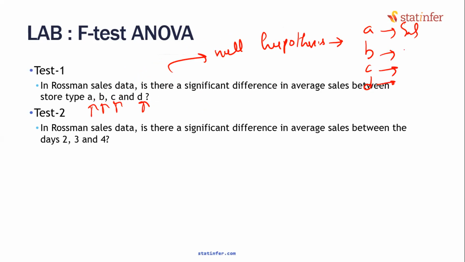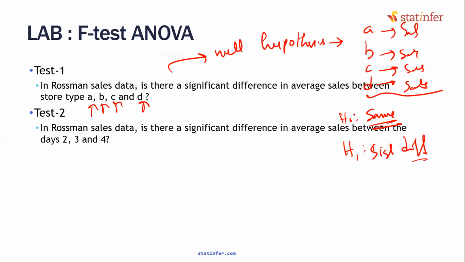What is the sales here? The null hypothesis is, sales is the same or sales is different? Same is the null hypothesis. Usually, sales same is the null hypothesis. Alternative hypothesis is that a significant difference is there, that any two of these have a significant difference. Test this null and alternative hypothesis. Tell me across A, B, C, D, do you see the same sales, or is there a significant difference in the sales?